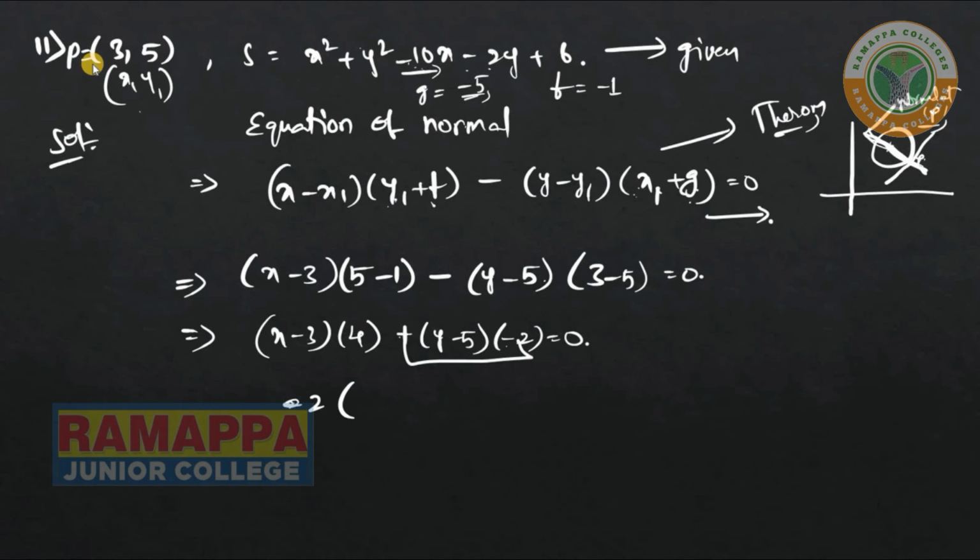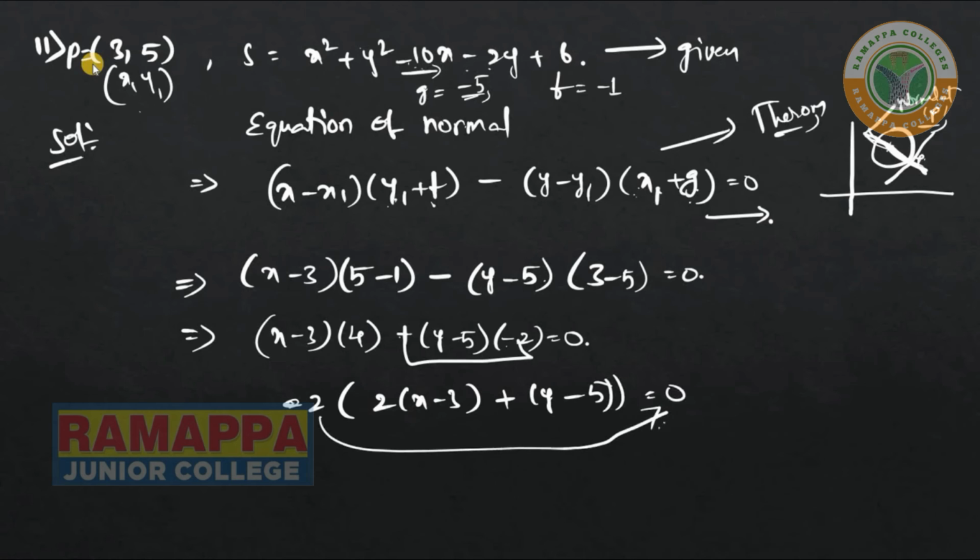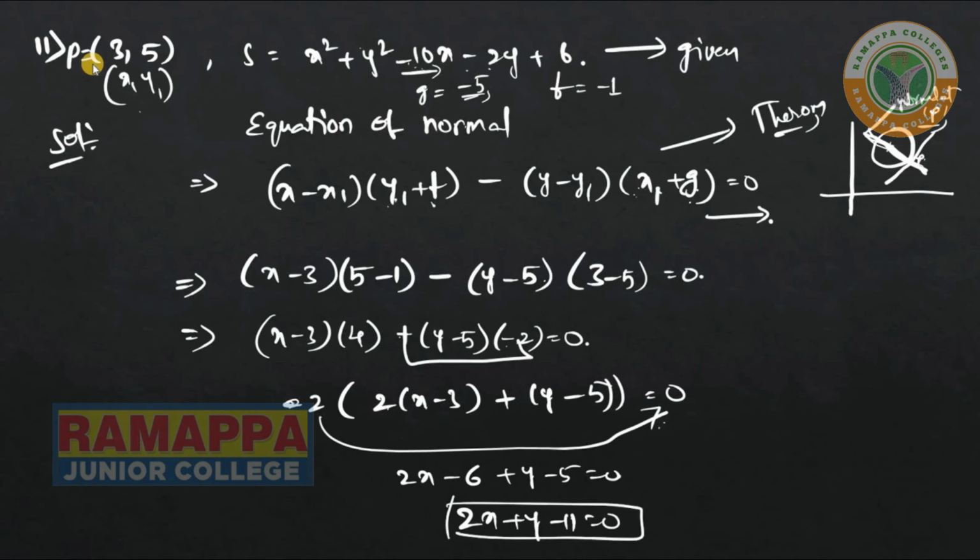Okay, so I will take 2 common from these two terms, and it will become 2 into (x minus 3) plus y minus 5 is equal to 0. So 2 goes to this side and it will become 0 by 2, which is 0, and 2 into x is 2x, minus 2 times 3 is 6, plus 5 minus 5 is equal to 0. Here the answer will become 2x plus y minus 11 is equal to 0. So this is the answer of the question.